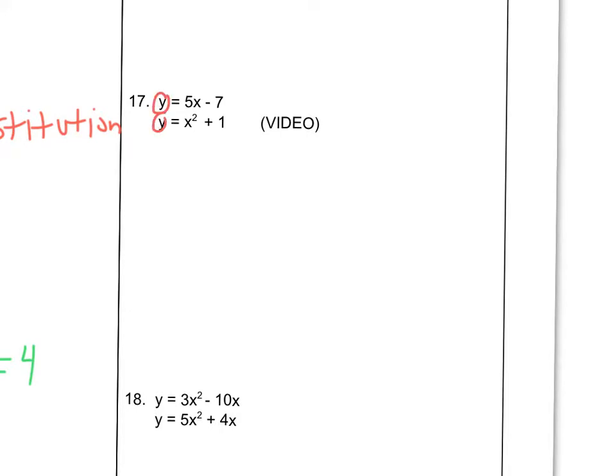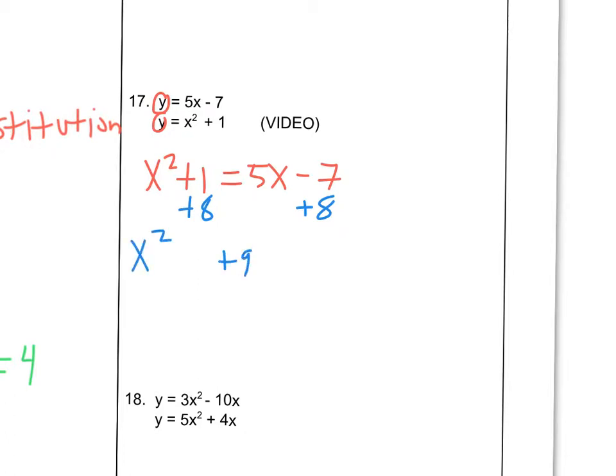Both of them are equal to y. So I might set this as x squared plus 1. I kind of like the x squared on the left. It makes it easier for me. It's equal to 5x minus 7. I know to solve something with an x squared, I need to make one side equal to 0. So I'm going to add 8 to both sides, and that's going to give me x squared and a plus 9. And I'm also going to minus 5x from both sides. I'm going to do this both in the same step to save a little bit of room.